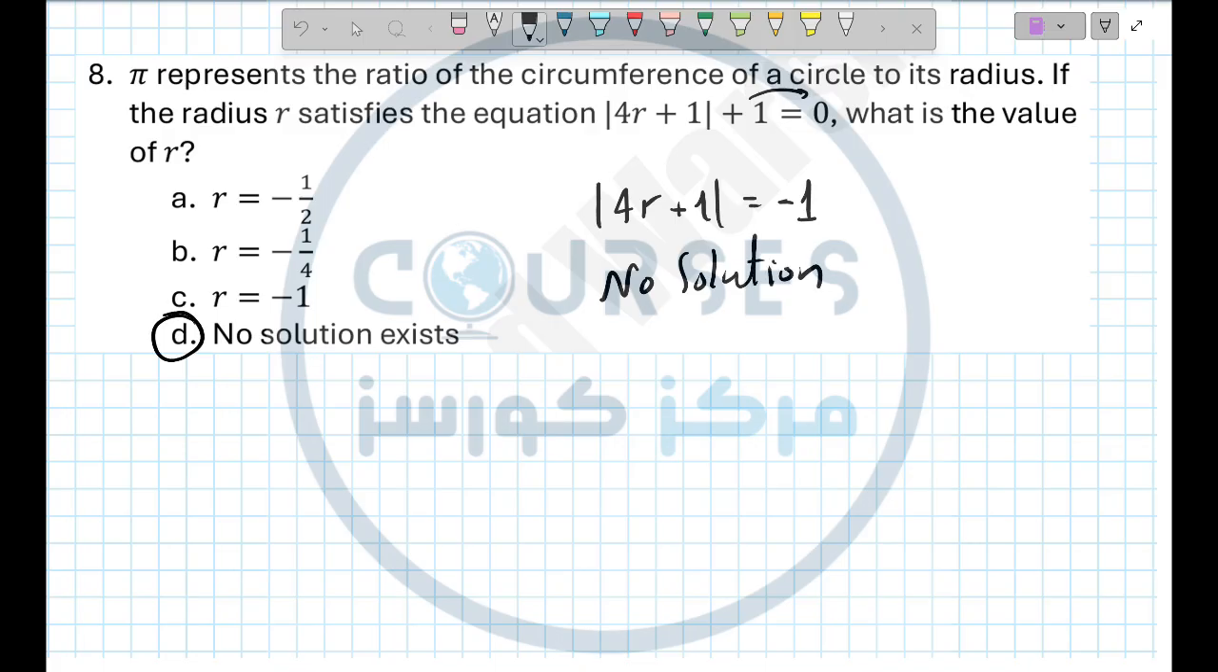Okay, if it was equal to positive, we would just do like the previous problem, but be careful. R, the radius, it's a length. It should only be positive. So here, for example, he's giving r equal negative 1, negative 1 over 4, negative 1 over 2. Without even looking at the answers, I can just choose no solution, because r, it's a length, it's the radius of the circle, can never be negative.